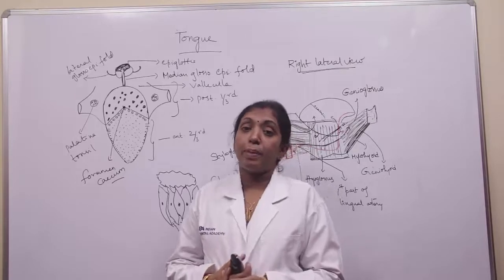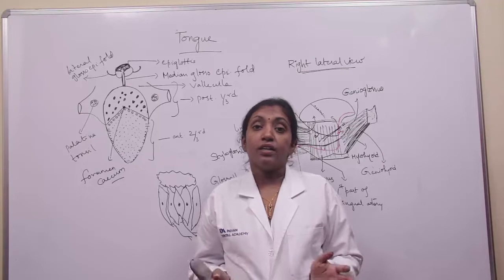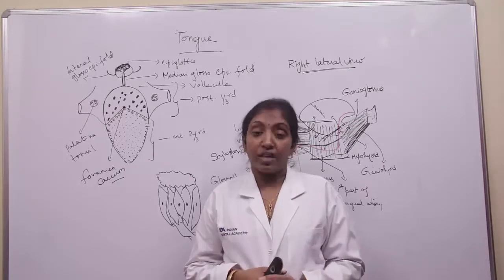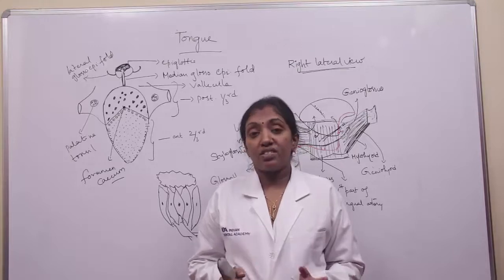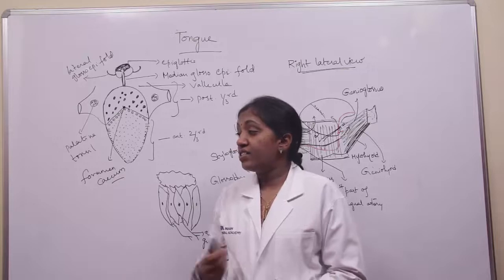And coming to the palatoglossus muscle, it arises from the palatine aponeurosis and is attached to the sides of the tongue, and the palatoglossus muscle elevates the base of the tongue, thus closing the oropharyngeal isthmus. So that's about the extrinsic muscles of the tongue, and coming to the intrinsic muscles of the tongue.